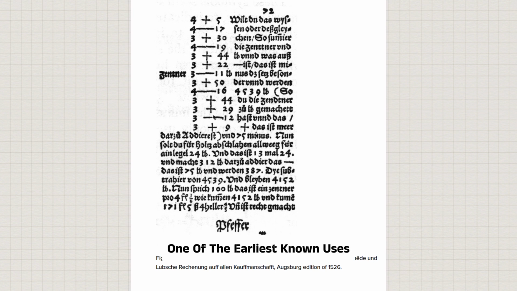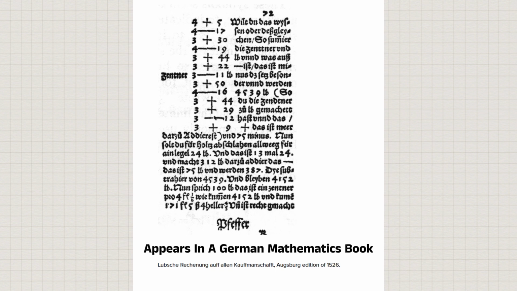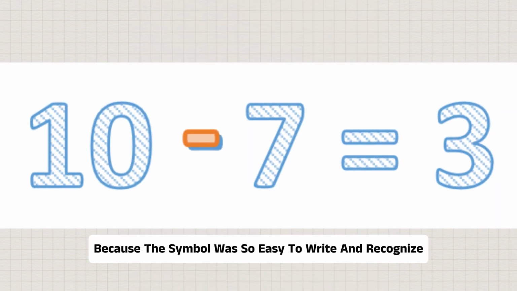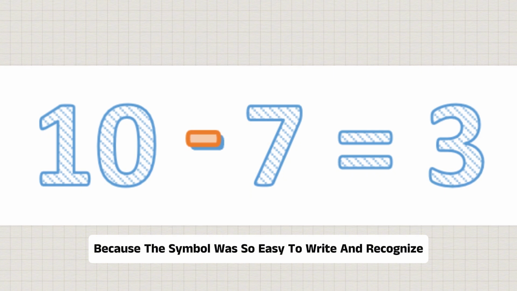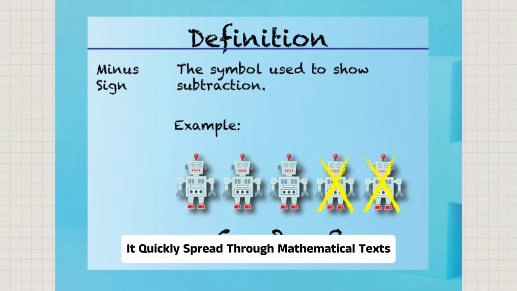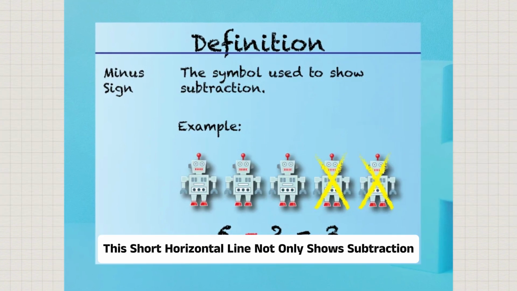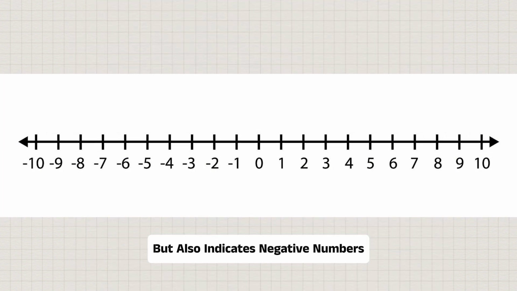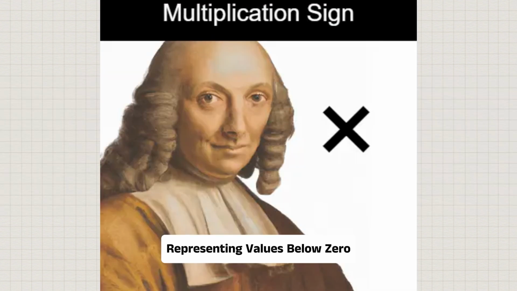One of the earliest known uses appears in a German mathematics book published in 1489 by Johannes Widman. Because the symbol was so easy to write and recognize, it quickly spread through mathematical texts across Europe. Today, this short horizontal line not only shows subtraction, but also indicates negative numbers, representing values below zero.